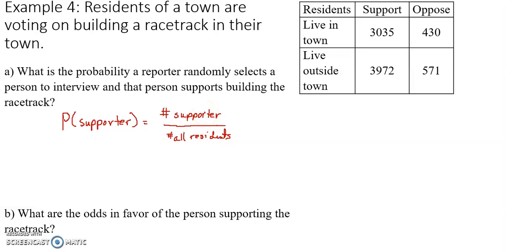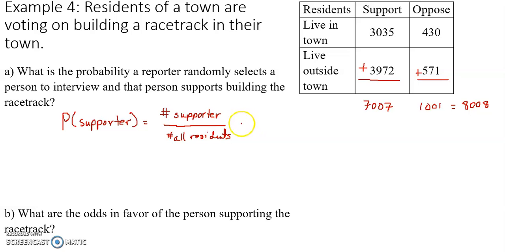Now in order to find these numbers, you'll have to do some calculations. We're going to add these two numbers. So the total number of supporters is 7,007. And because I need a total, I'm going to go ahead and calculate the total number that oppose, which is 1,001. And that makes my total here of 8,008 people, residents of this town.